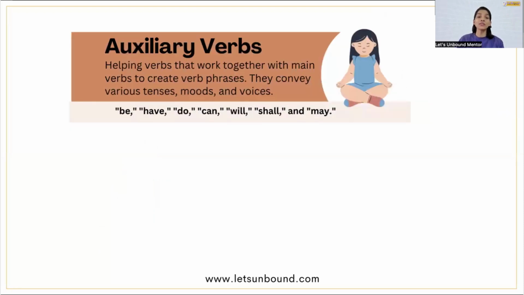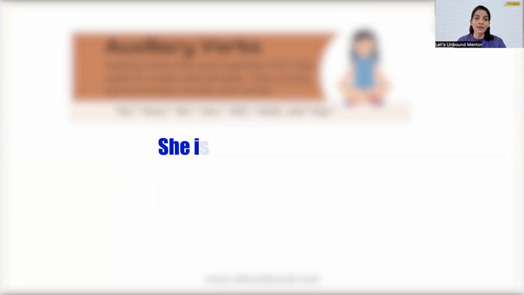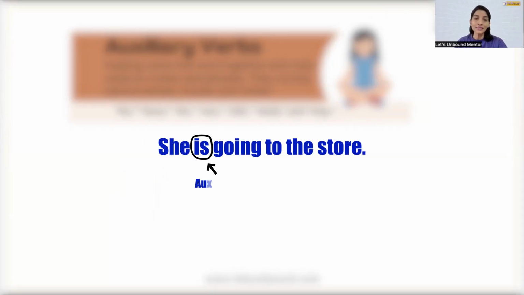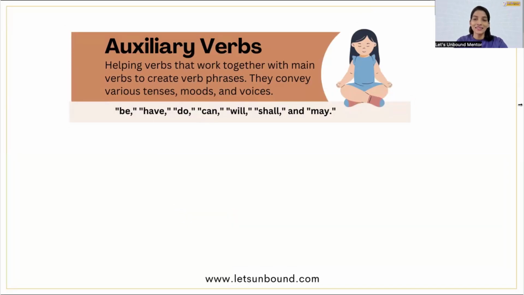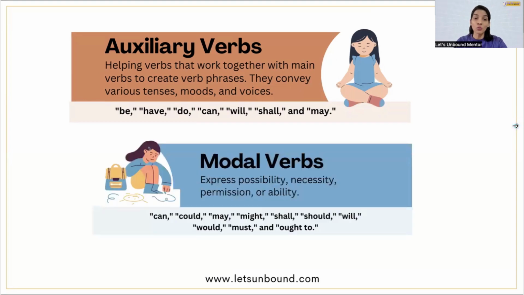Okay. Now, talking about auxiliary verbs. So, auxiliary verbs are also called helping verbs. Okay. And they're used together with the main verb to show tense, aspect, mood, or voice. Okay. As an example, she is going to the store. Right? So is an auxiliary verb in this sentence, helping the main verb, going, to form the present continuous tense. Right?